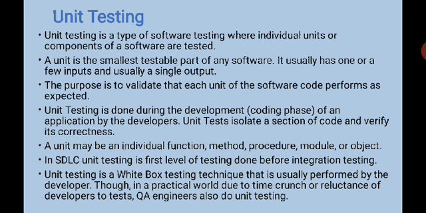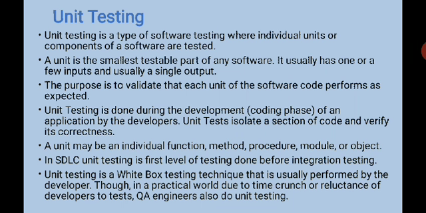Unit testing is a type of software testing where individual units or components of a software are tested. A unit is the smallest testable part of any software, right? So it usually has one or a very few inputs and usually a single output. The purpose is to validate that each unit of the software code performs as expected. Unit testing is done during the development. Development means the coding phase of an application by the developer. A unit test isolates a section of code and verifies its correctness. It may be an individual function.